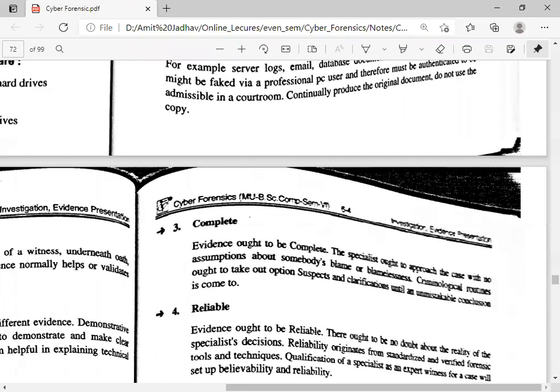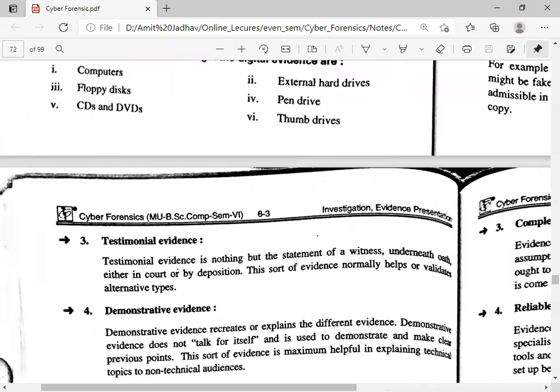Okay, third type, testimonial evidence. The testimonial evidence is nothing but the statement of a witness under oath, either in a court or by deposition. This sort of evidence normally helps or validates the other types. So whenever any person gives an oath, that is also considered evidence.